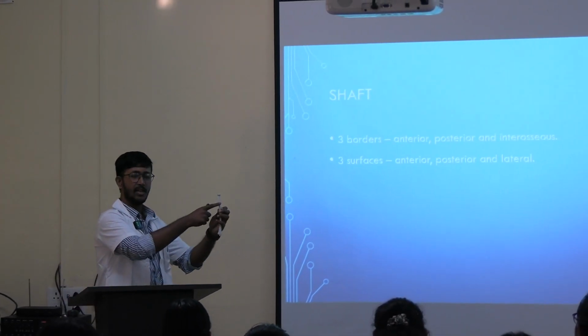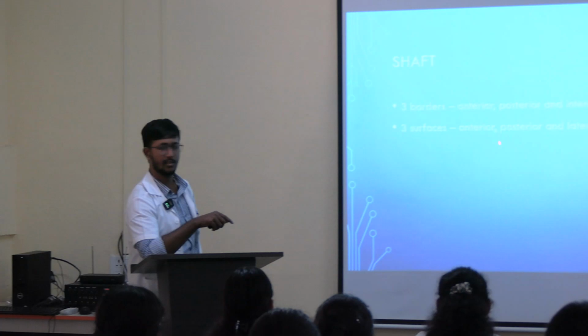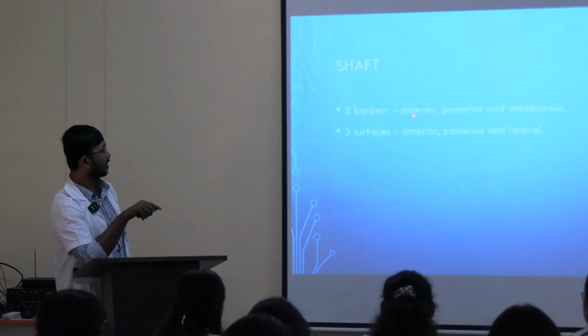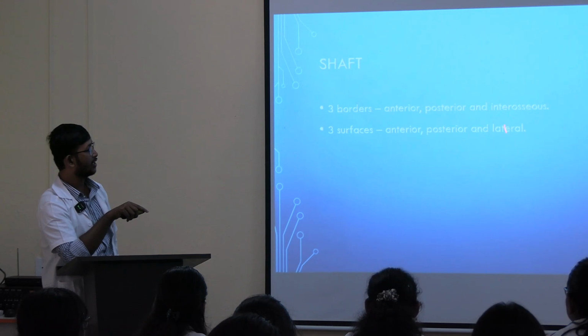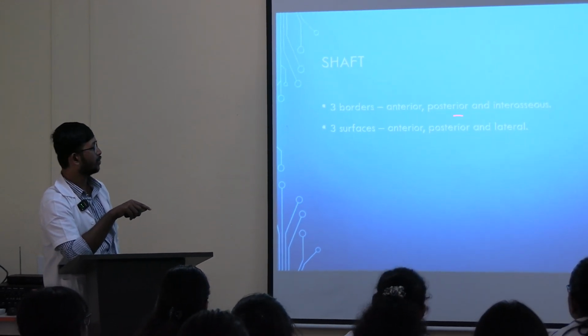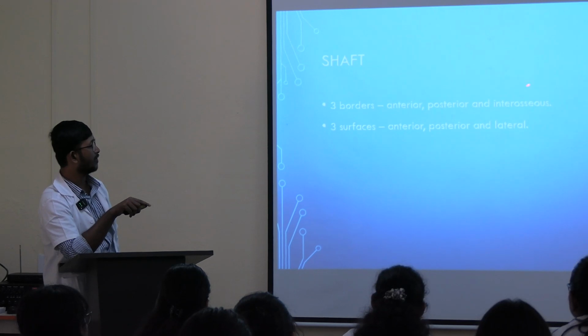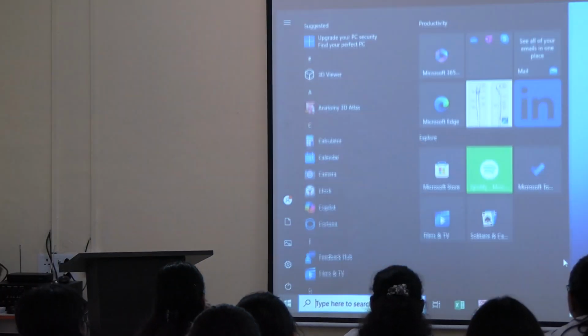Now in between the anterior and the interosseous border, we have the anterior surface. In between anterior and posterior border, we have the lateral surface. And in between posterior and interosseous border, we have the posterior surface. So let us see this one by one.